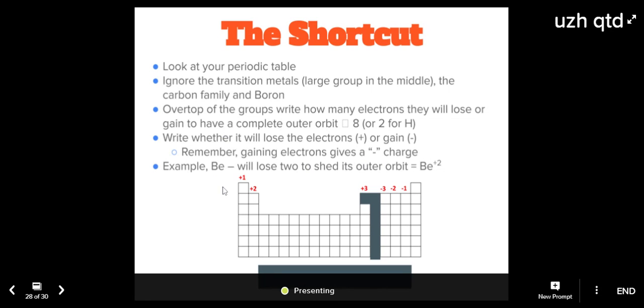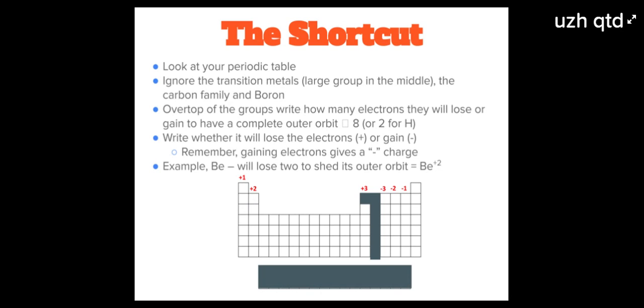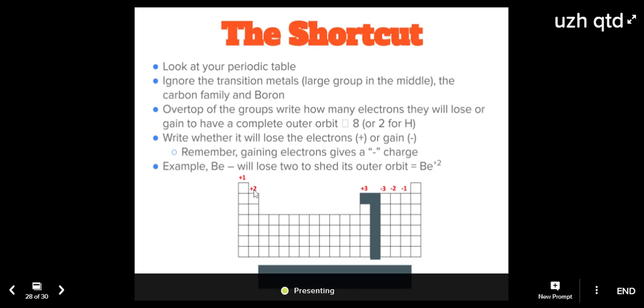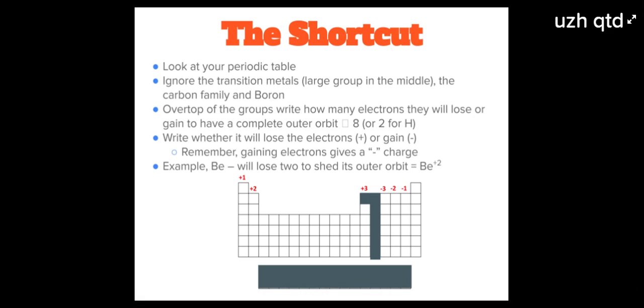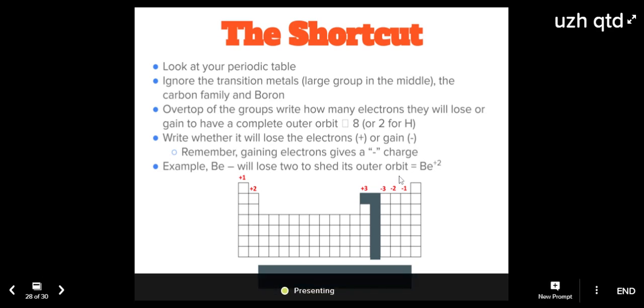So an example of this is that beryllium is number 4. So it is here, the first element in the second group. Beryllium is going to lose 2 electrons, which is why it has a positive 2, to get rid of its outer orbit. When it does that, it'll be left with 2 electrons total, and that means that it will be beryllium plus 2, which is how we would tell the world that it's an ion.